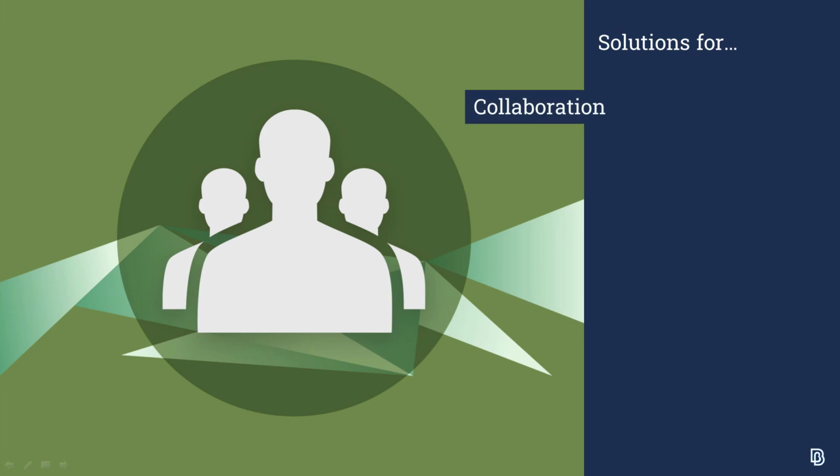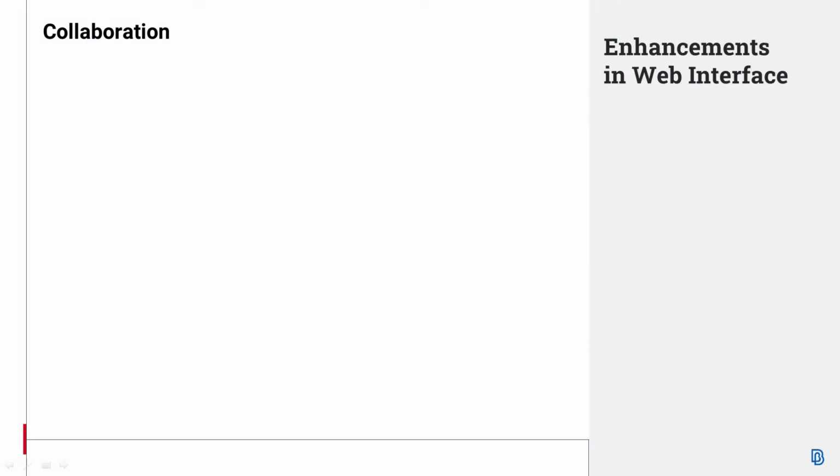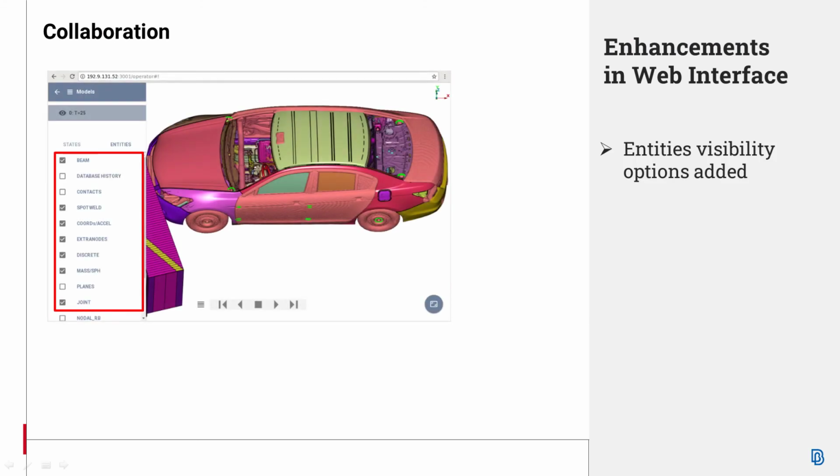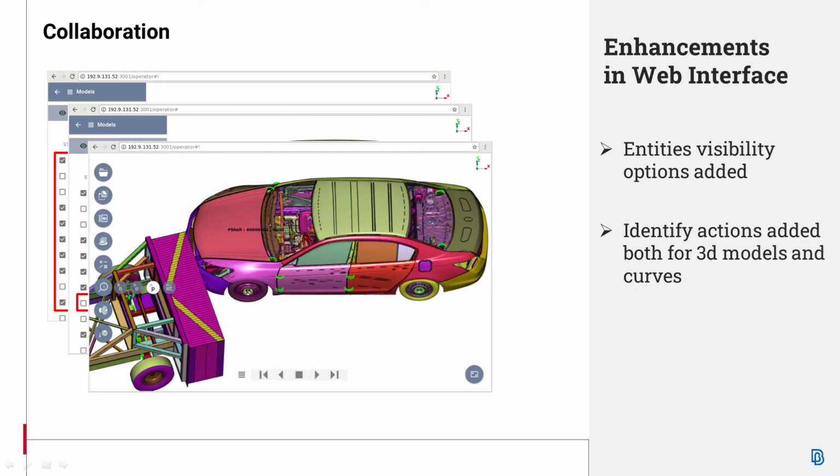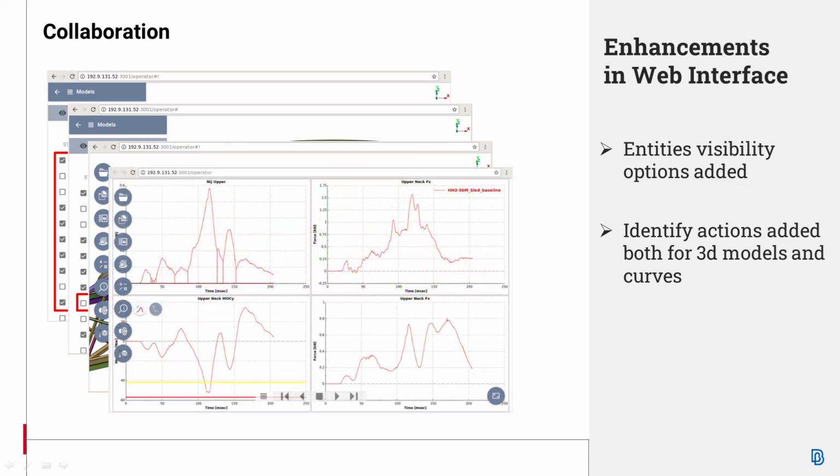Moving on to the collaboration section. The following features have been introduced in the web interface. Visible entities are now available. Identify actions have been supported both for 3D models and for curves.